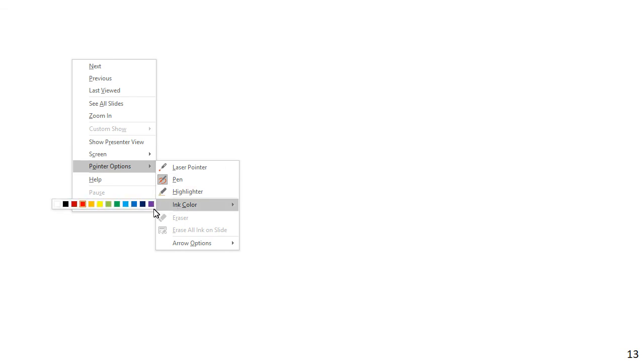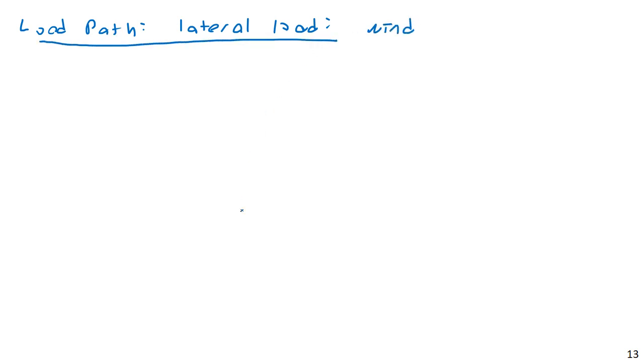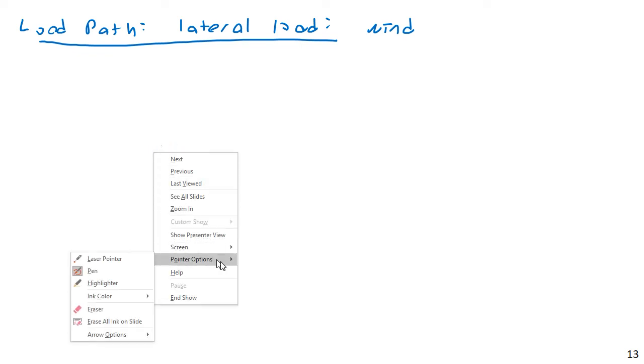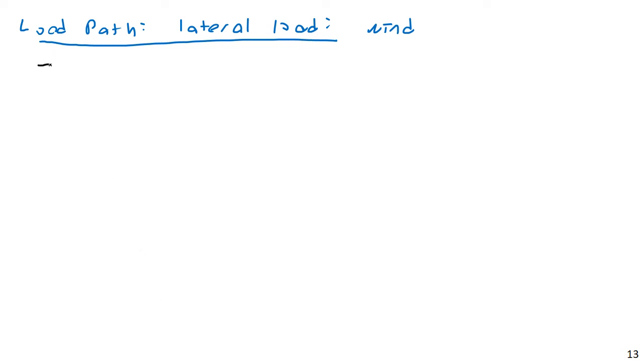So let's look at load path, lateral load, wind. Where is wind first applied? Generally, wind is first applied to the outer cladding of a building. The air is moving. It's going to brush up against the side of the building, collide with it, and through a mixture of friction and inertial forces, generate a force against the side of the building, and it is applied to the building cladding.